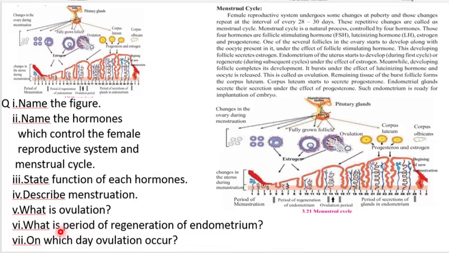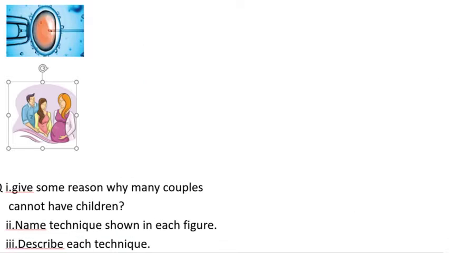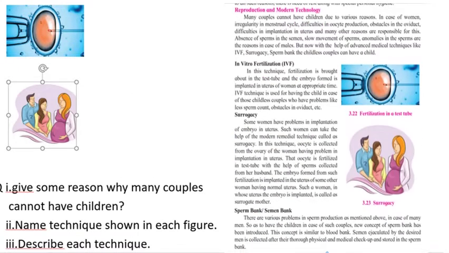Now, what is the period of regeneration of the endometrium? So here from the diagram only we can say the regeneration of the endometrium occurs from day 5 to day 13. Now, on which day does ovulation occur? So from the diagram only we say ovulation occurs on day 14. Let us move to our next diagram based question.